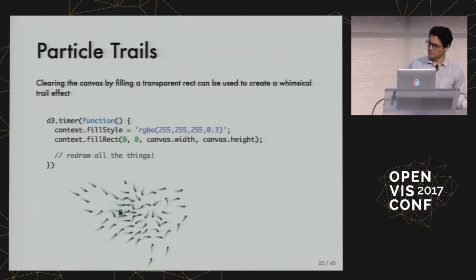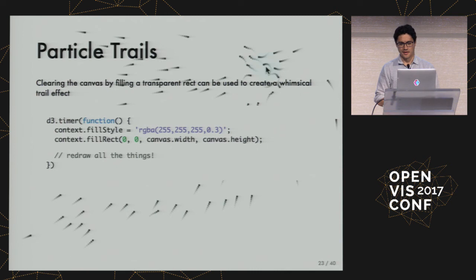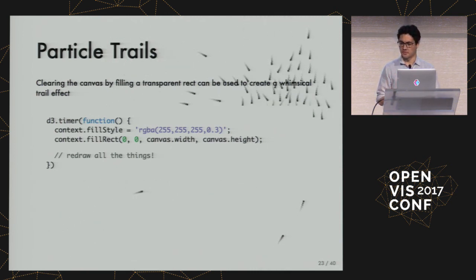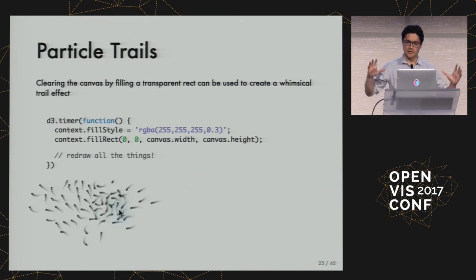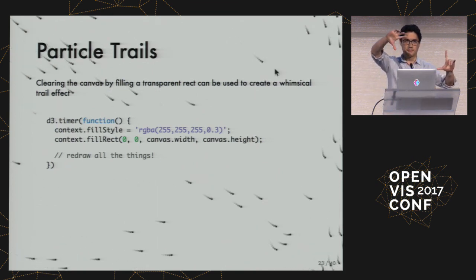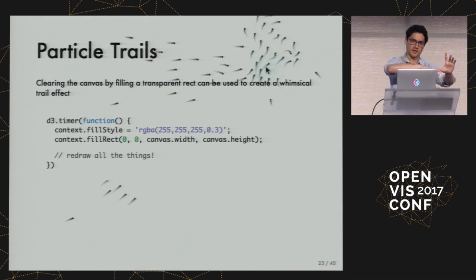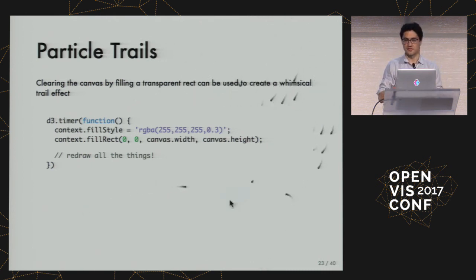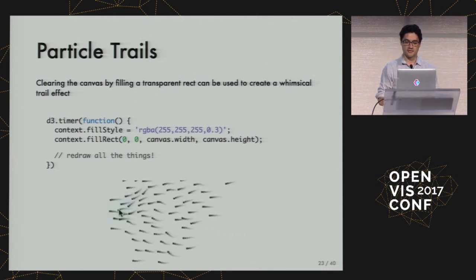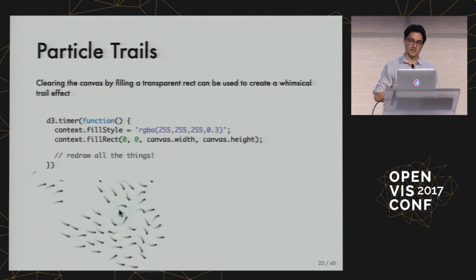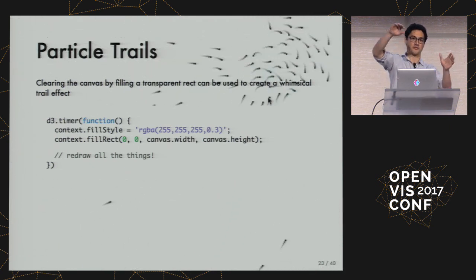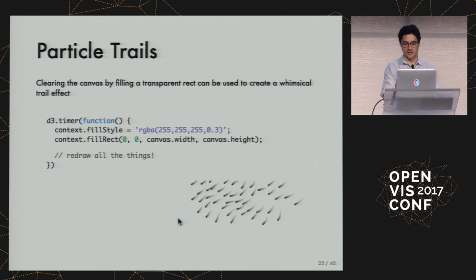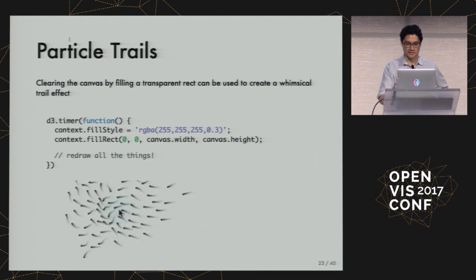Another trick is particle trails. You can create this sort of whimsical effect with canvas very easily. Usually you clear the whole thing every frame and render it anew, because it's not that expensive to render things in canvas. And if you want a particle trail, instead of clearing everything, you just put a transparent rect over it, so it fades out a little bit. And every frame, you just do that and you get these trails almost for free.